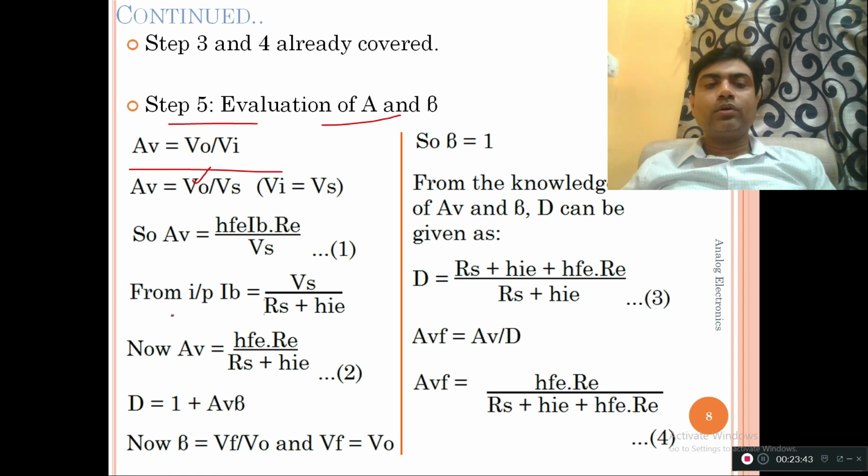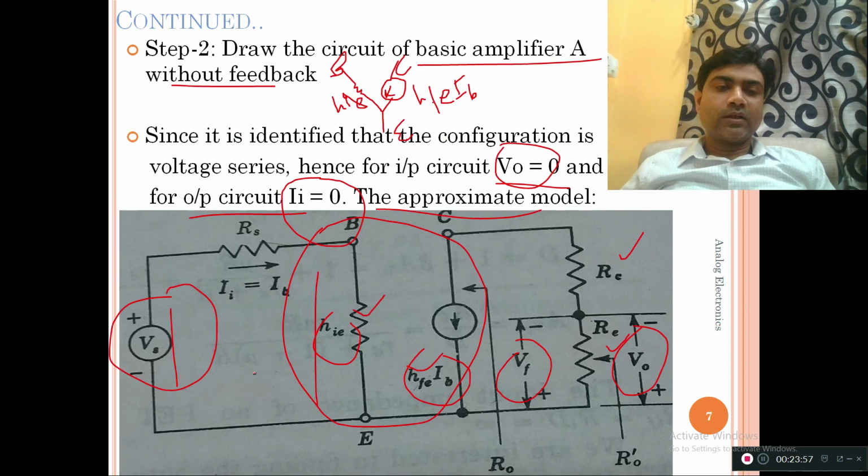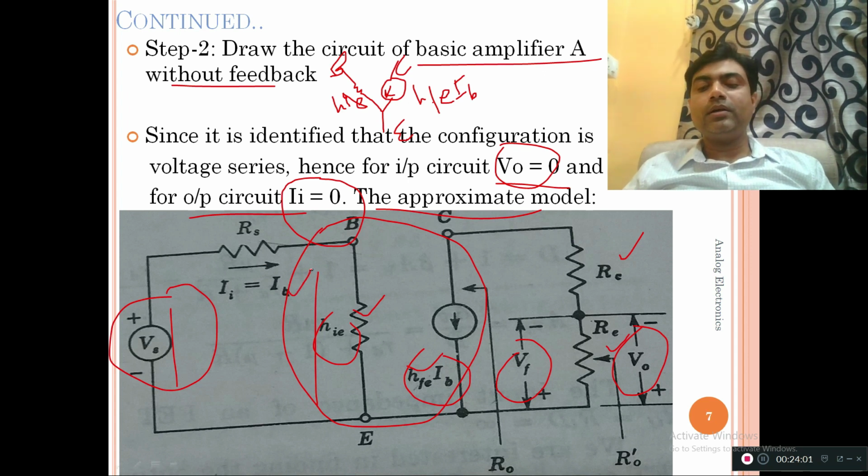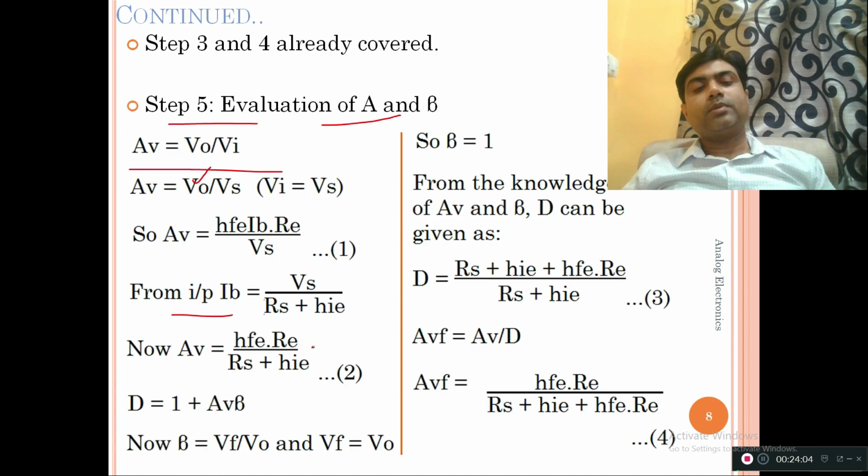Now from the input I can determine IB by writing the simple KVL equation and determining the value of the input current. So input current IB is nothing but VS upon RS plus HIE. You can see this is the input voltage and these are the two resistances. So if you are interested to find out IB, this is nothing but VS upon RS plus HIE. Now AV can be determined by substituting the value of IB in equation number 1. We can determine the value of AV, and we have got equation number 2.